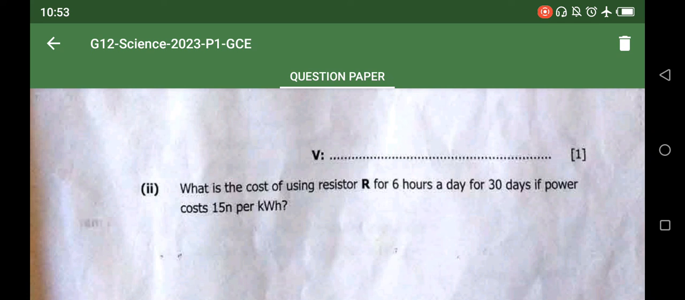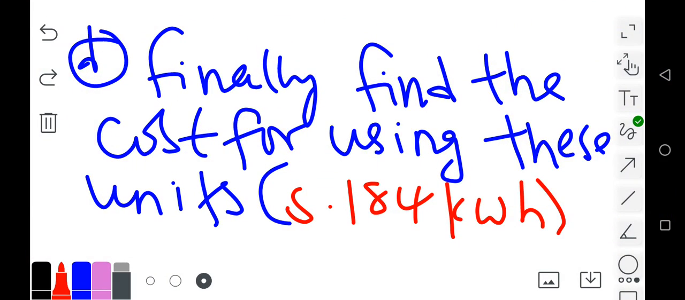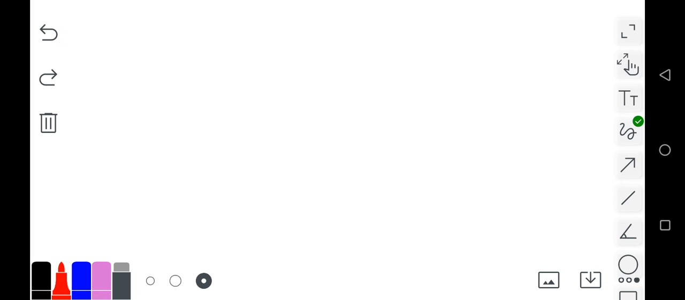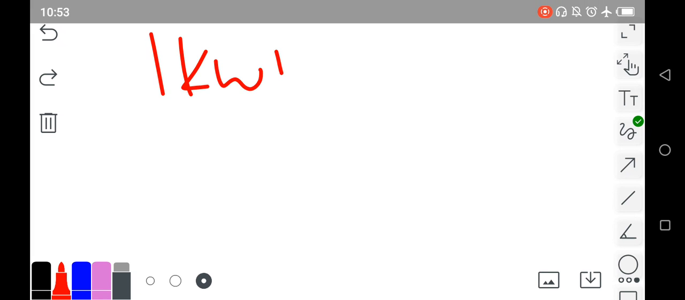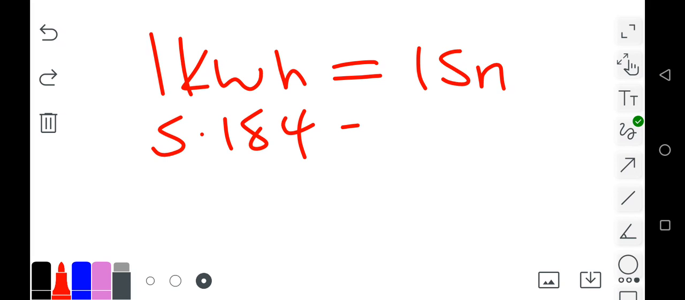which is the unit, is just 15 ngwe. You can see there, 15 ngwe. So what about using 5.184? This is just saying that 1 unit costs 15 ngwe. Now what about 5.184 units? How much will they cost?